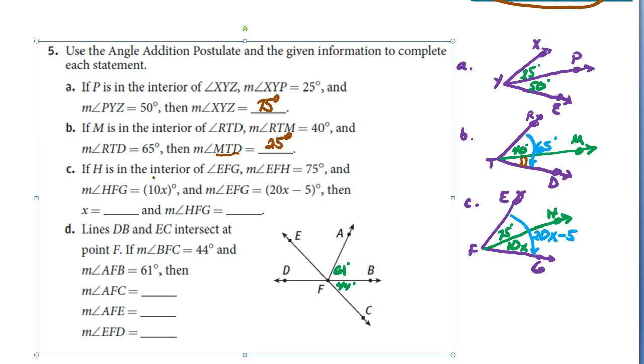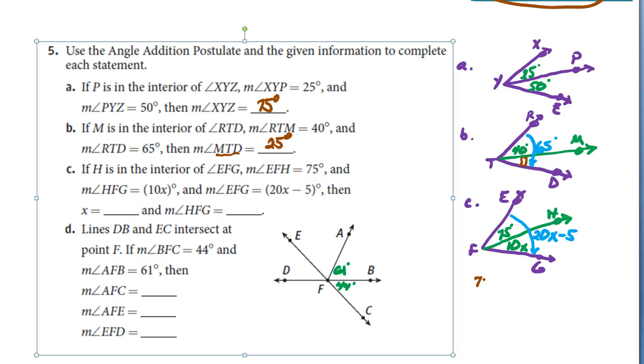Question C. H is in the interior of angle EFG. Here it is drawn. The measure of angle EFH is 75. Filled it in green. The measure of angle HFG is 10x. I filled that in green. And the large angle is 20x minus 5. I drew an arc and wrote 20x minus 5. So this picture can help us with the relationships. I think it's those two angles in green that add up to the one in blue.